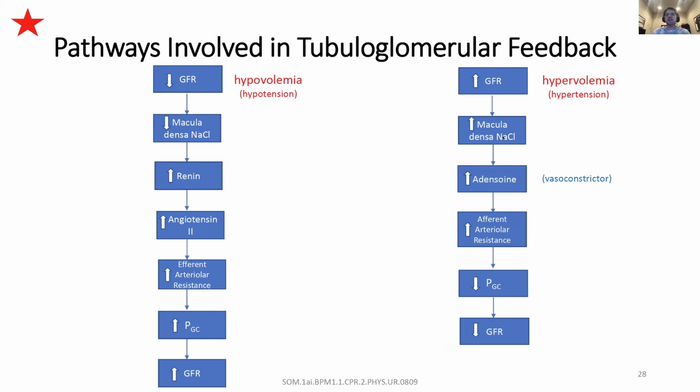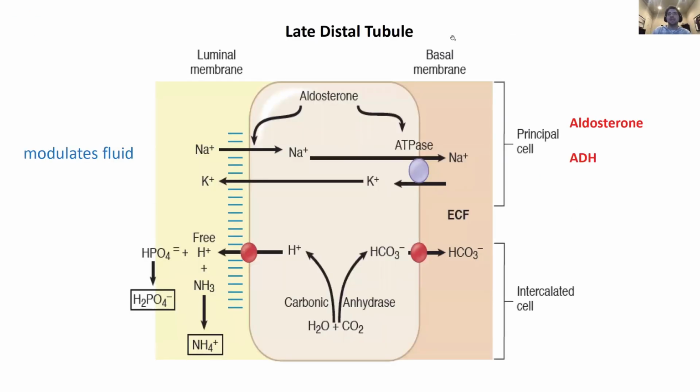Conversely, the macula densa recognizes too much sodium, which means there's too much water as well. You're hypervolemic. And then adenosine is a vasoconstrictor at the afferent arterioles, so you try to bring the GFR back down to normal. So this is that balance that the body takes, with mechanisms to regulate water.